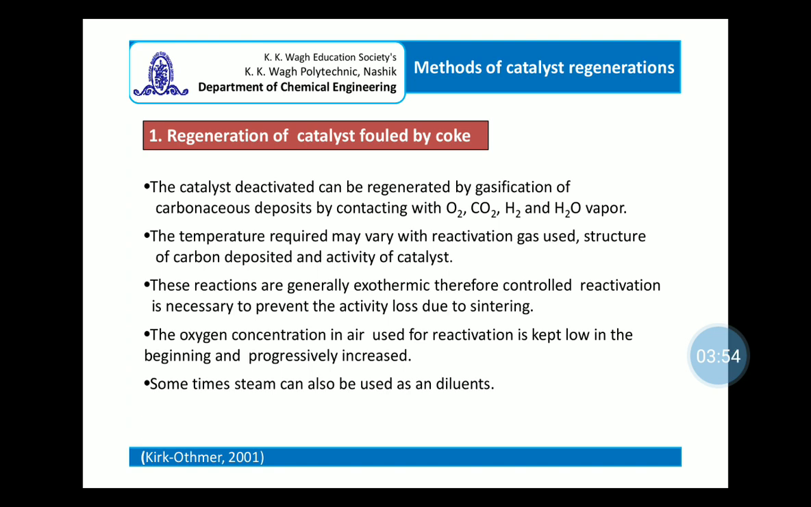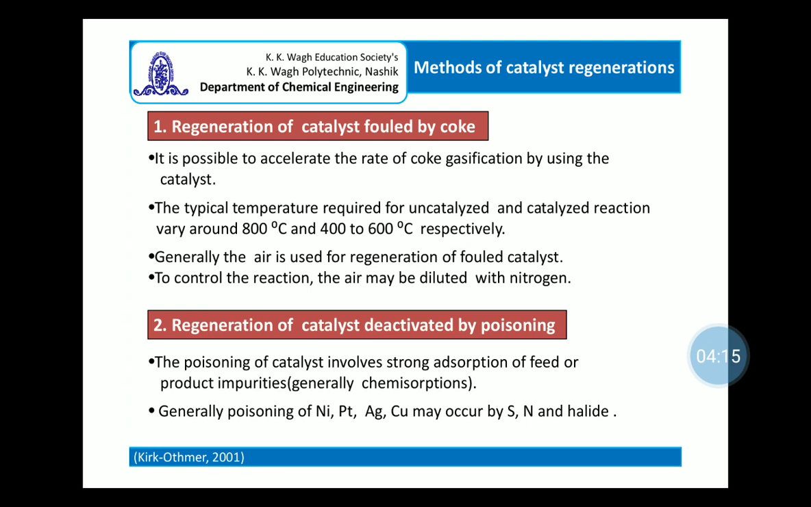We can also control the sintering by properly maintaining the oxygen concentration. Normally it is kept low in the beginning and progressively increased. Sometimes it is possible to use steam as a diluent in order to reduce the oxygen concentration. Another option is that we can accelerate the rate of coke or carbon gasification by using a catalyst.